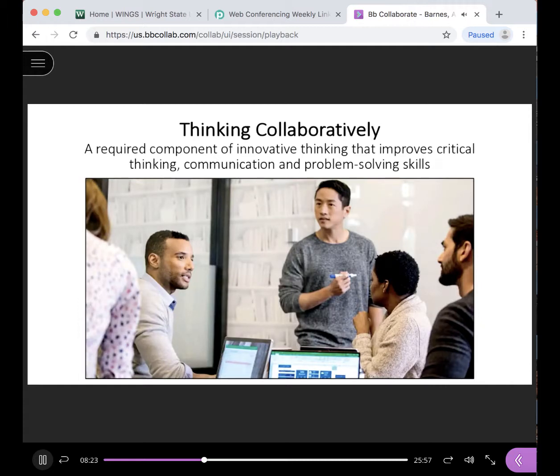So when we talk about innovative thinking, I think that most people understand that that's a little higher level than just maybe memorizing something or some of those lower level types of learning that we see on Bloom's taxonomy. We're talking about innovative, out-of-the-box thinking that takes a little more depth. And thinking collaboratively is a very important part of that.